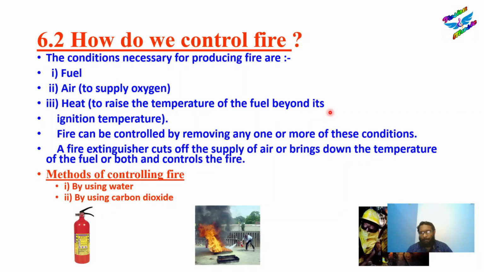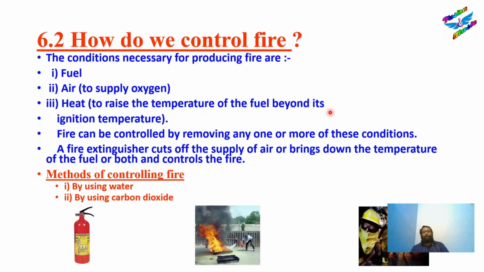And if a fire happens, how do we control it? As we already understand, three things are necessary for combustion: fuel, air, and heat. So if you cut off any one of these things, then the fire will be controlled.